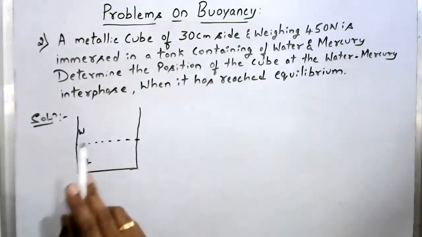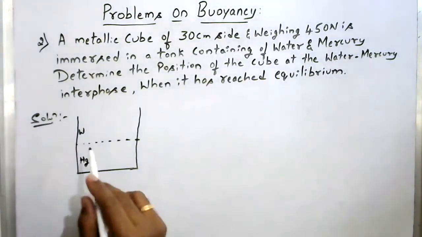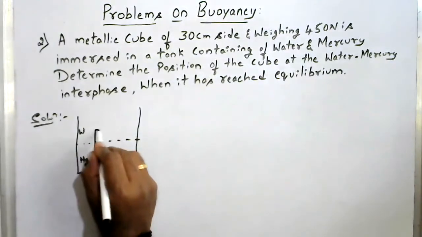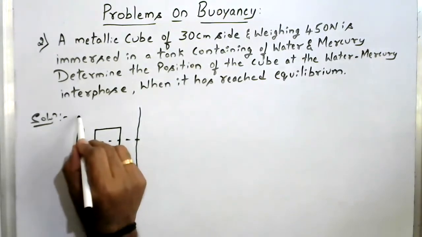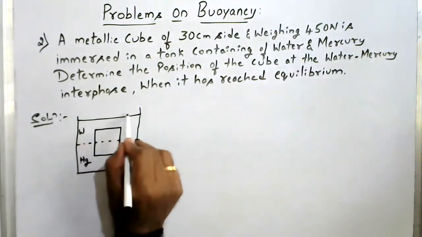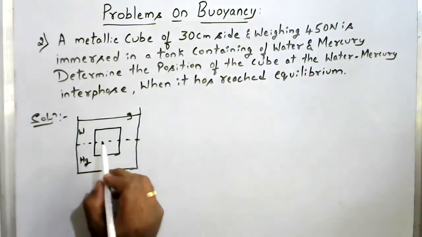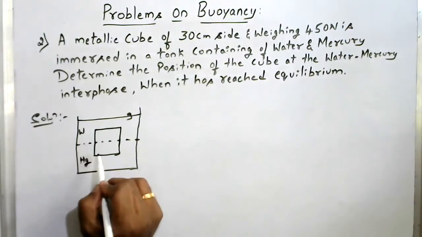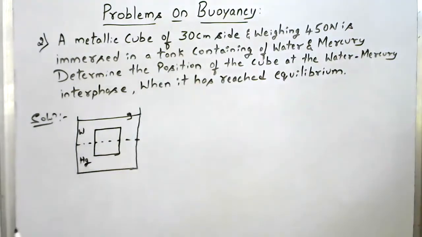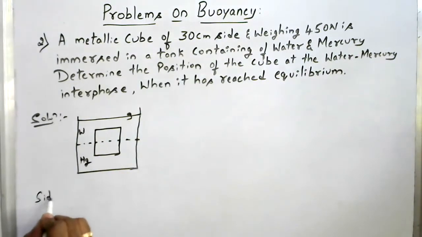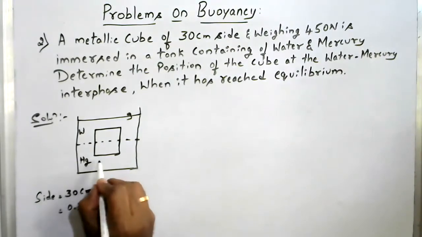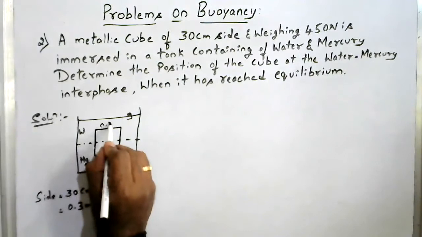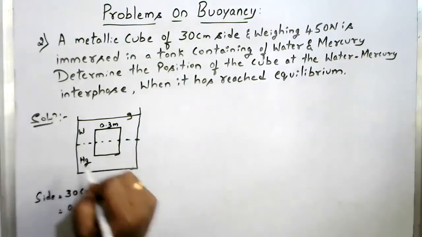A metallic cube is immersed in this tank in such a way that it will be at the interface of these two liquids. The dotted line indicates the interface of these two liquids. It is completely immersed, so some portion is in the water and some portion is in the mercury. It has a 30 centimeter side, which is nothing but 0.3 meter. Each side has a dimension of 0.3 meter because it is a cube, so all the dimensions are the same.